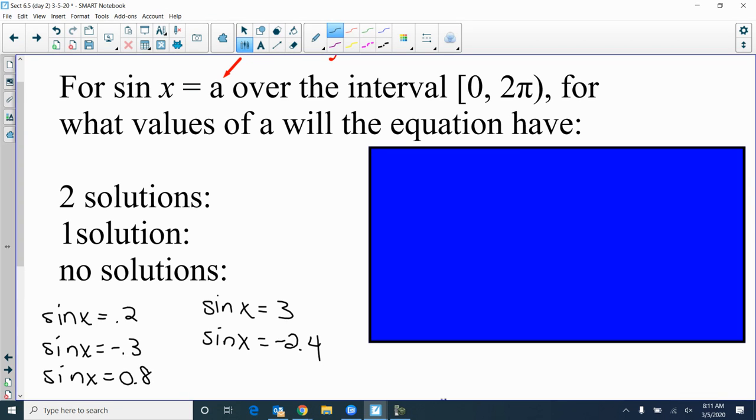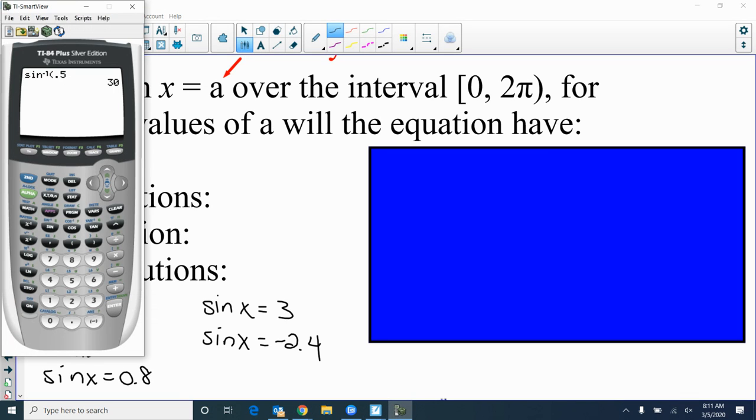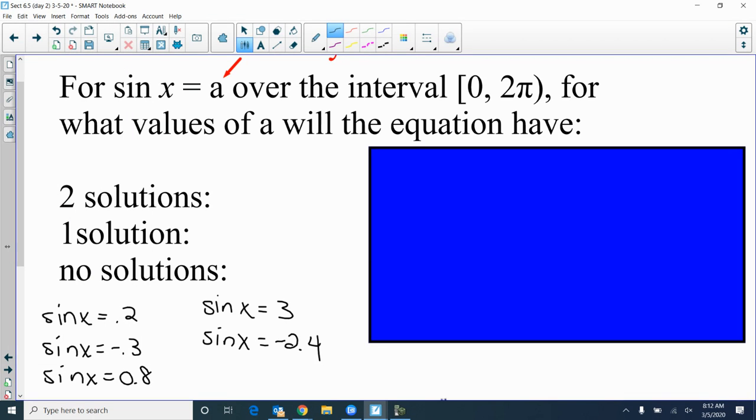Okay. So if I do inverse sine of 3, I get error. If I do inverse sine of negative 2.4, I'm going to get an error. What's the condition there? What's the condition? It's bigger than 1 or less than negative 1.